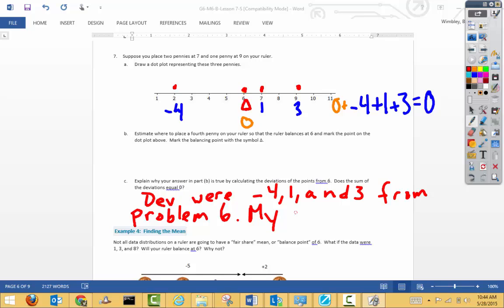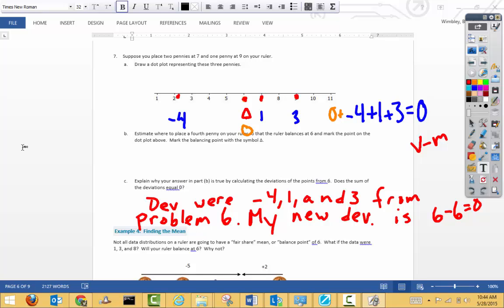My new deviation, I'm going to abbreviate deviation, is 6. Remember, deviations are your value minus the mean. So my value is 6 minus 6 equals 0. And then I'm just going to type this last part. And I'm going to type it over here, just because I'm running a little bit out of room.